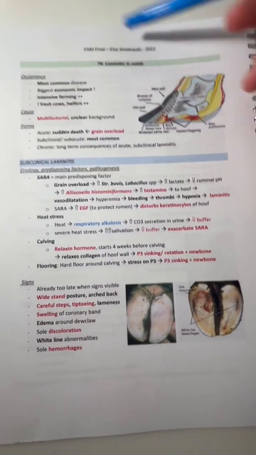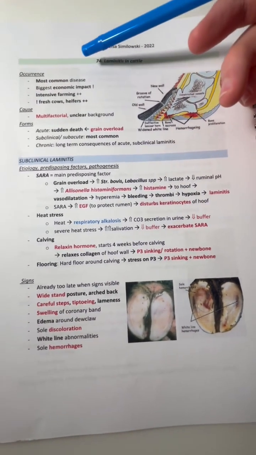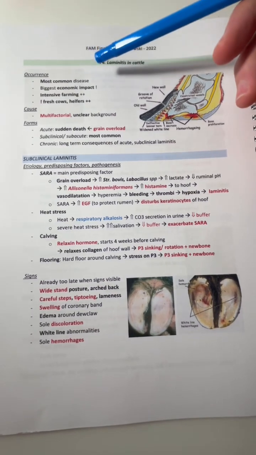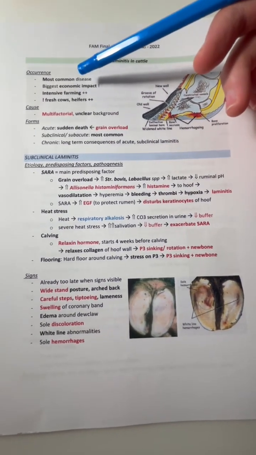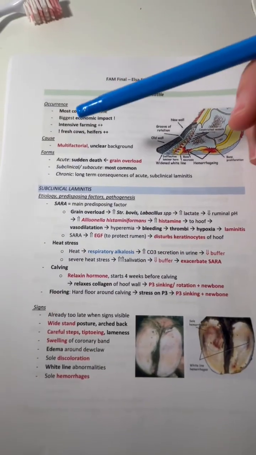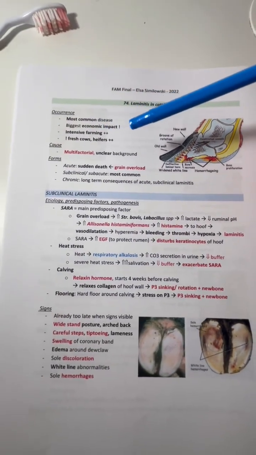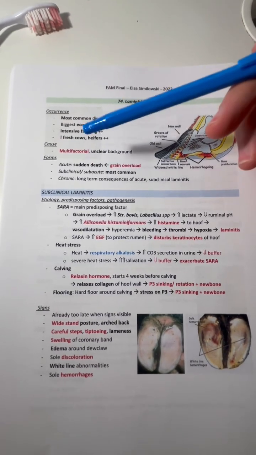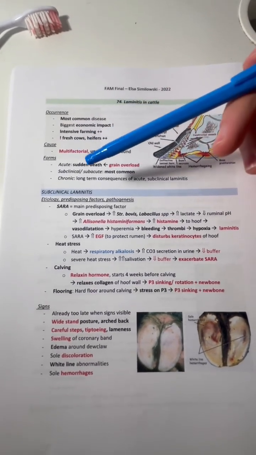Laminitis in cattle. For the occurrence, it's the most common disease and has the greatest economic impact. It's found in intensive farming, especially in fresh cows and in heifers. The cause is multifactorial. It often has an unclear background. For the forms, there's acute, subclinical, subacute, and chronic.